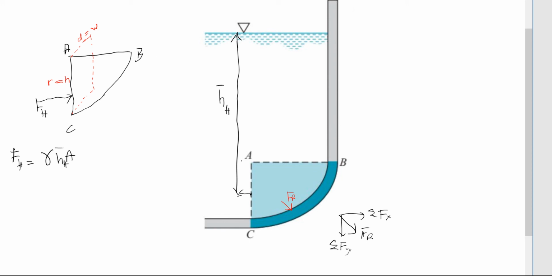If you want to draw here, it's somewhere here. So the CP should be somewhere at this point, at the line, at the point where the force acts.